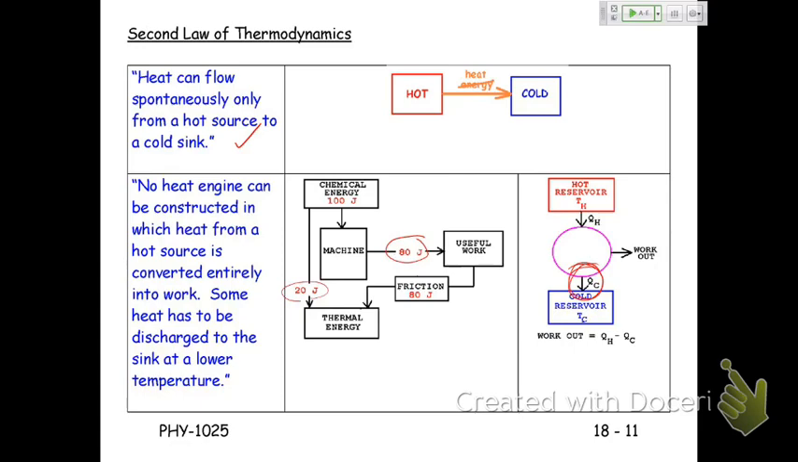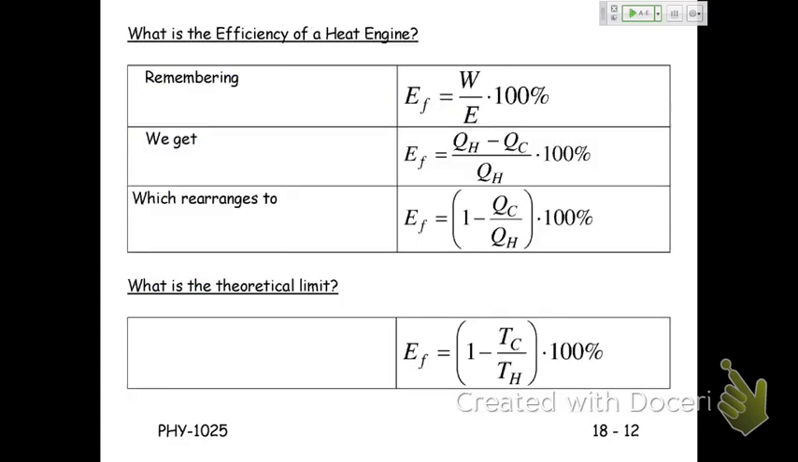So there we have it. And we can talk about efficiency. Efficiency, remember, is the work out over energy in times 100%. Well, if we want to put it in terms of what we deal with, Q hot minus Q cold equals work over Q hot times 100.